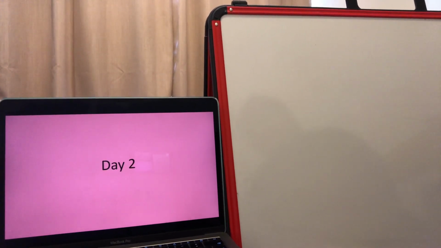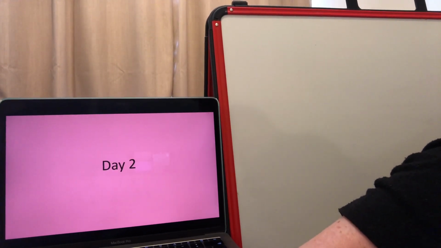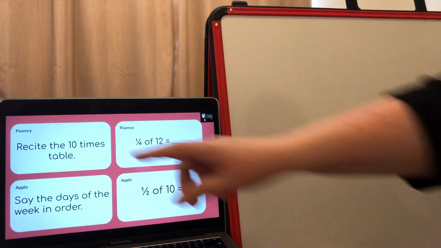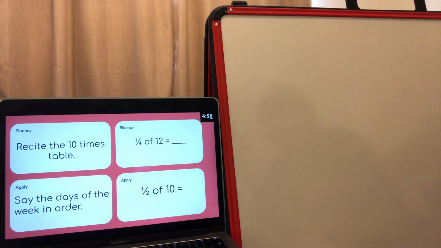Hi everybody, so here's day 2 of our maths for this week. Here's some retrieval questions to start you off. The first one says, can you recite the 10 times table? So I'll do that one with you.